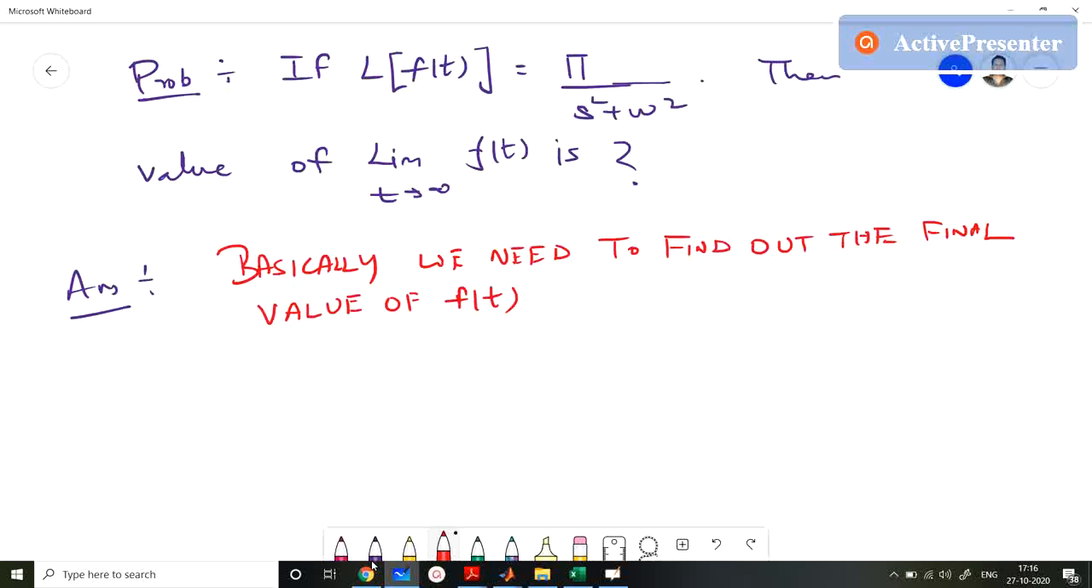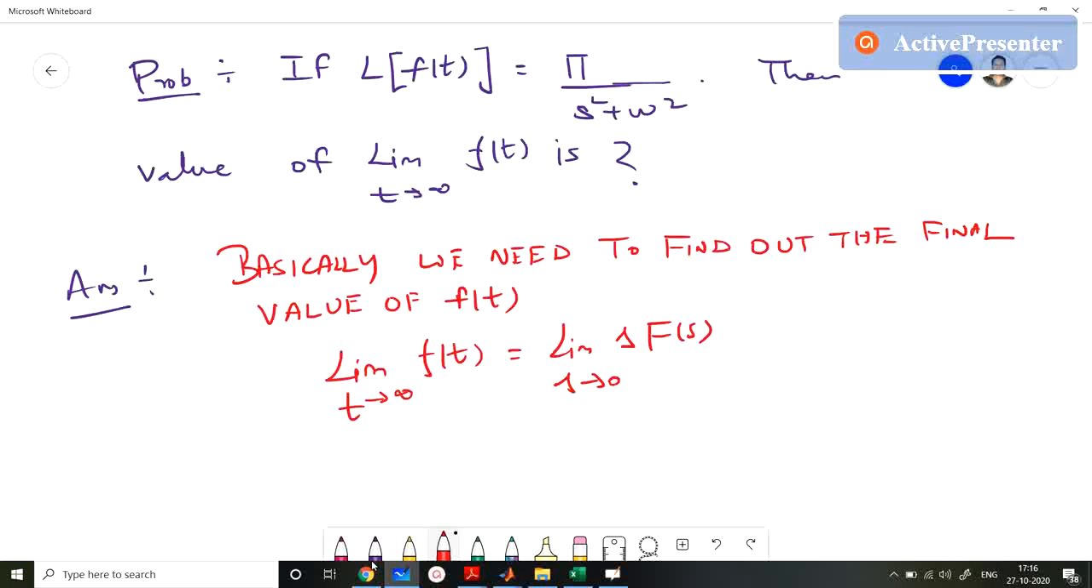So if we just consider the final value theorem, what is the final value theorem? It says that the limit as t tends to infinity of f(t), that we need to find out, is equal to the limit as s tends to 0 of s F(s). That is the final value theorem. If we analyze this problem, we can find out that this F(s) is already provided.